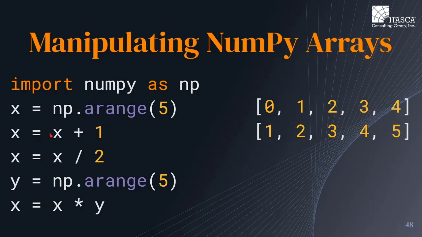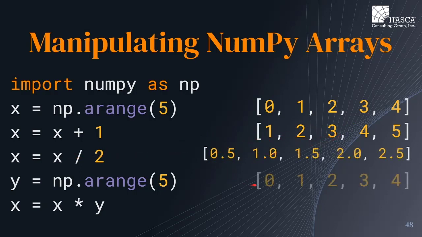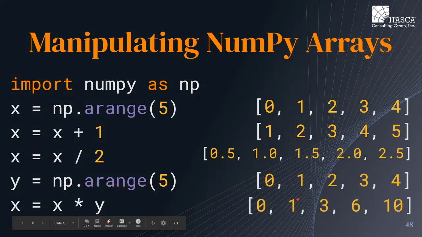So, for example, writing x is equal to x plus 1 will add 1 to every single element contained in the array. If we then divide x by 2, this will divide every element by 2. And furthermore, if we create some new array and then multiply these together, once again, this will perform element-wise operations on the two arrays.